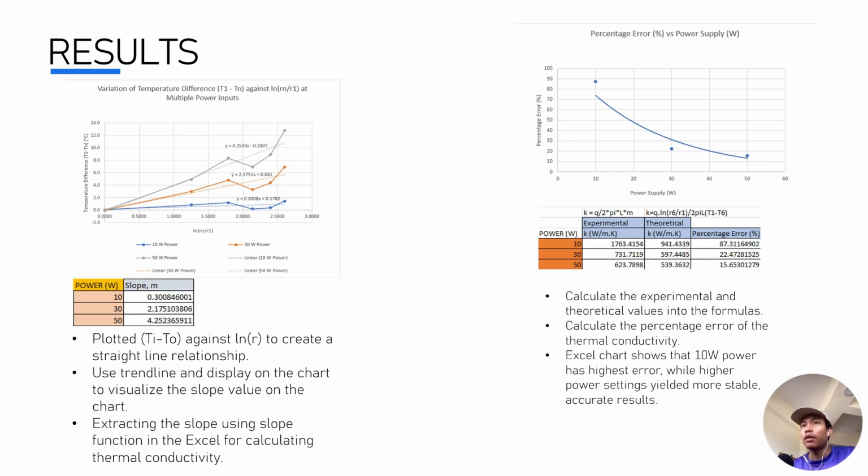And then finally, our error analysis in Excel shows that at a low 10-watt input, the percentage error was high. However, as the power increased, our experimental K value got much closer to the theoretical value for brass. This proved that a larger temperature gradient provides much more reliable data.